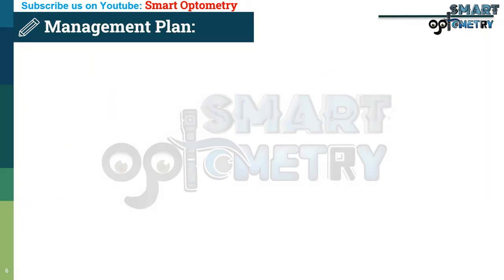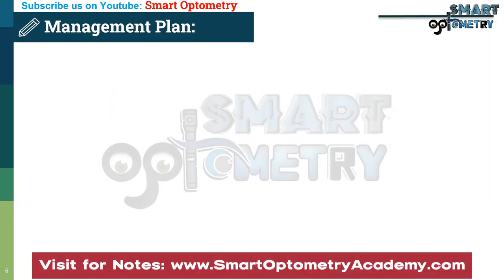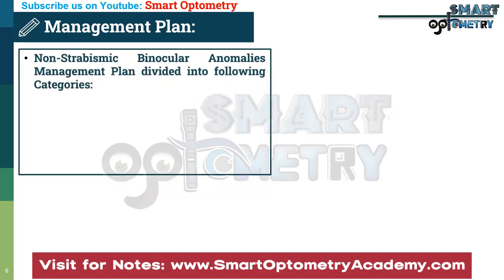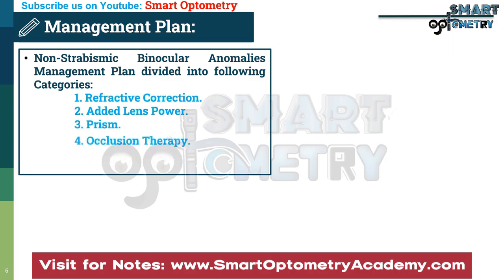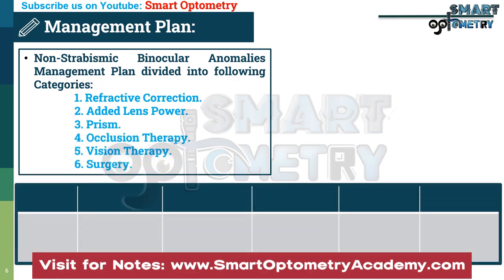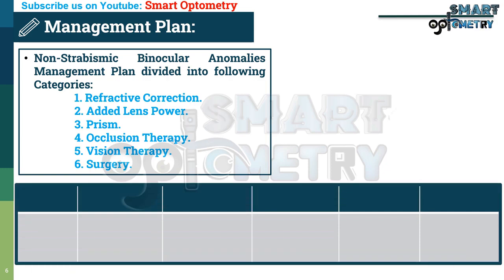Now, let's see the management plan for accommodation insufficiency. Non-strabismic binocular anomalies management plan is divided into the following categories: 1. Refractive correction, 2. Added lens power, 3. Prism, 4. Occlusion therapy, 5. Vision therapy, and 6. Surgery. Let's see what are the protocols for accommodation insufficiency.